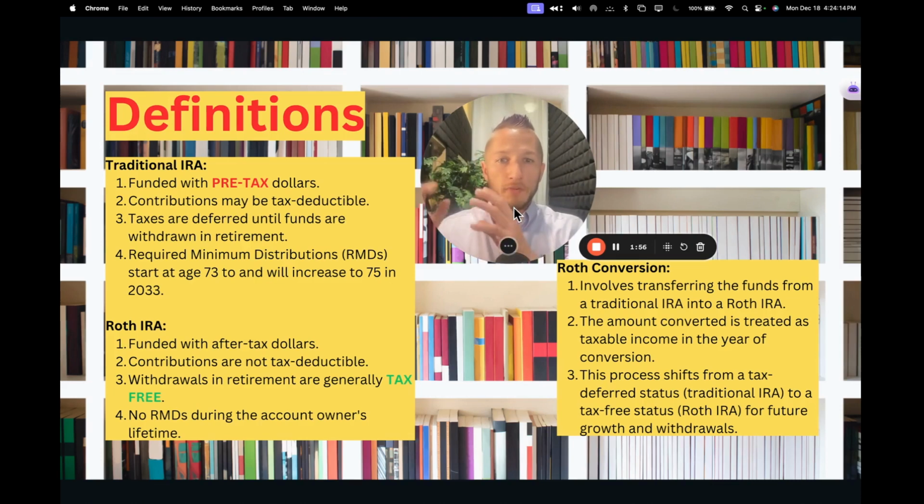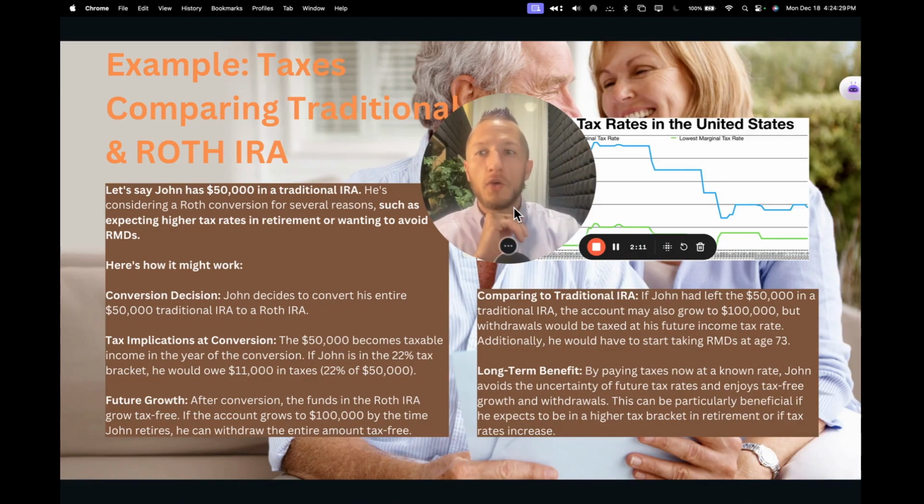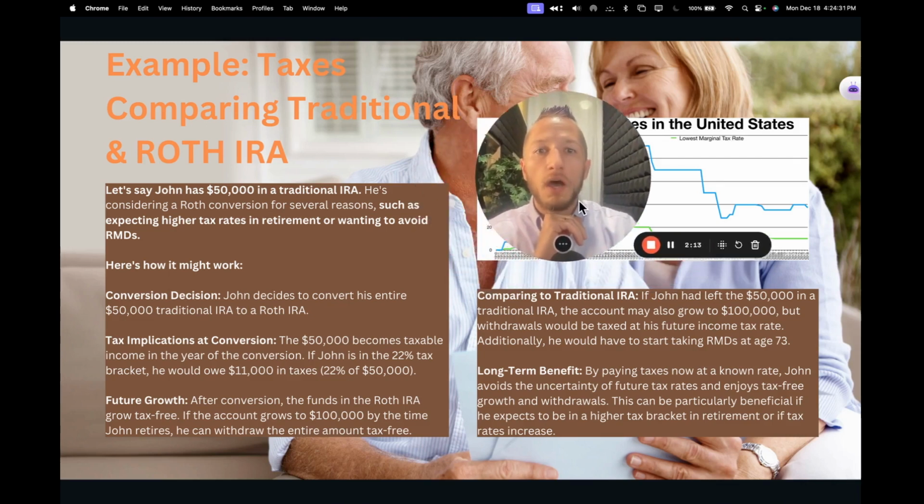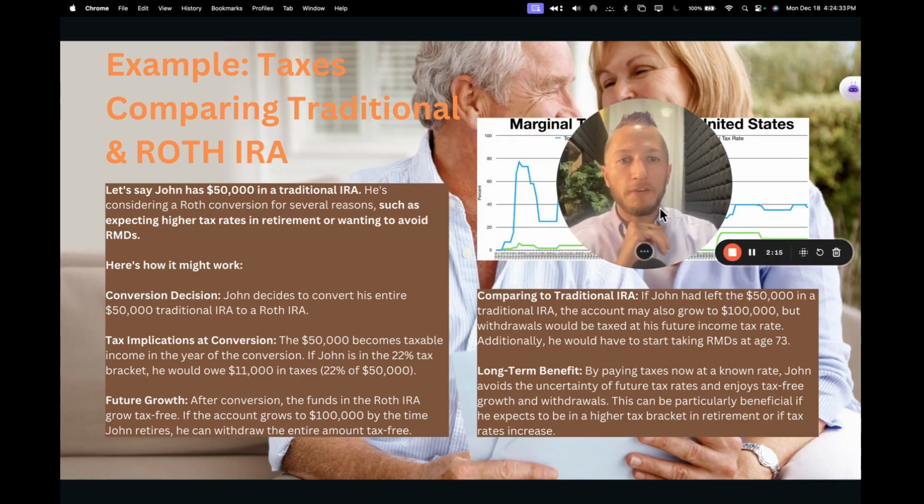It's where you're actually moving the money from your IRA into your Roth in a sweep. So it's more or less taking money from a tax-deferred account and moving it to a tax-free account. So on the next page, we're going to be talking about an example of what one might gain or benefit from a Roth conversion. So let's say John, a hypothetical John Smith, has $50,000 in an IRA.